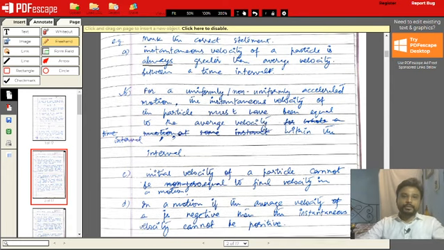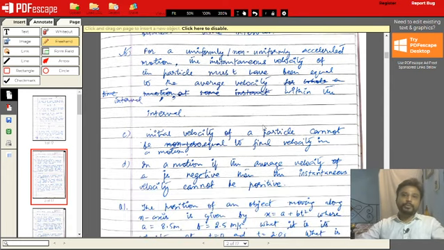For option B, for a non-uniformly or uniformly accelerated motion, the instantaneous velocity of the particle must have been equal to the average velocity within the time interval. So this is actually what we considered in the previous example. Let's say there is a car, and if we are tracking the speed of the car with time, the speed of the car is growing with time.